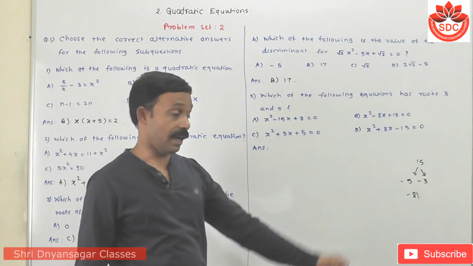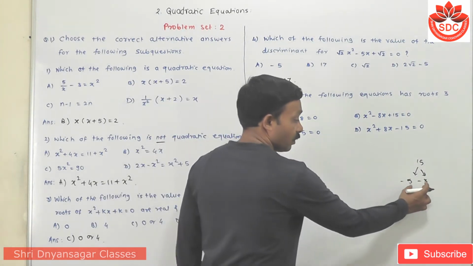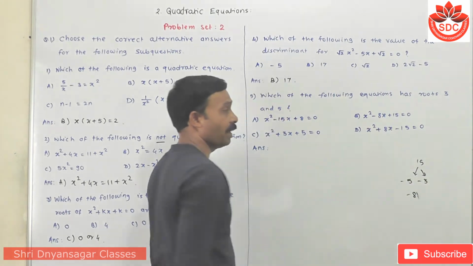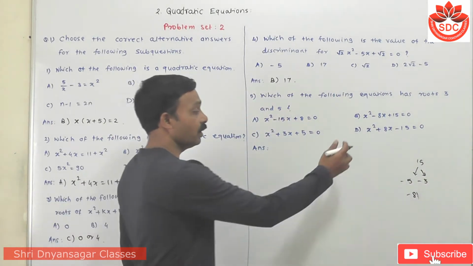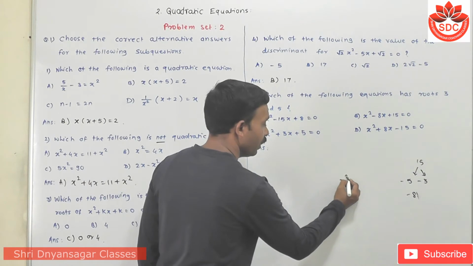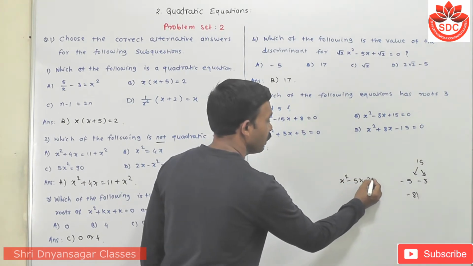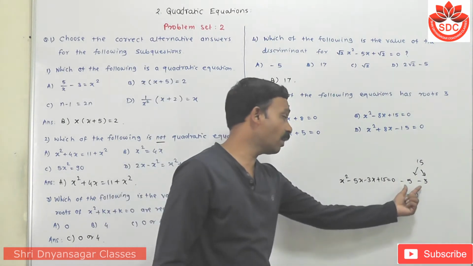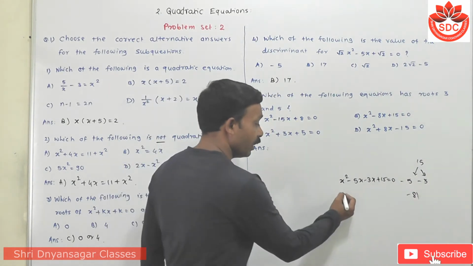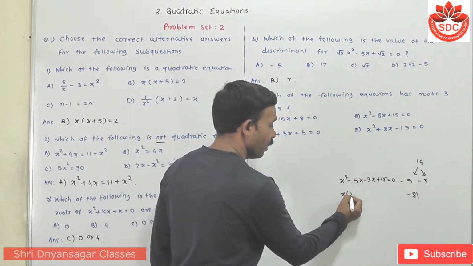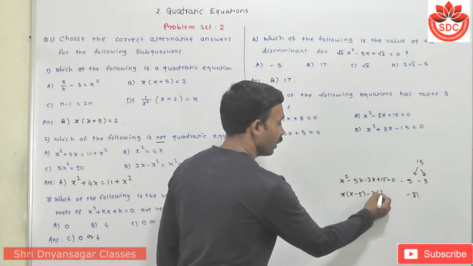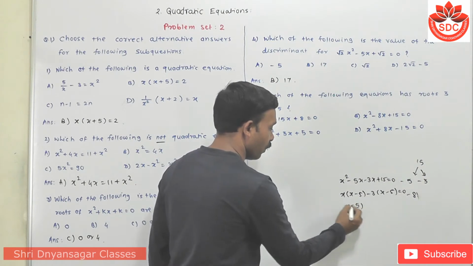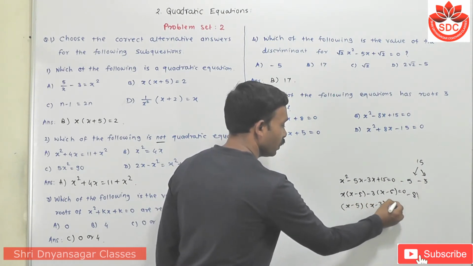Now all of you know that we have to substitute this value for the minus 8x. At that time we write x square minus 5x minus 3x plus 15 is equal to 0. That means we split the middle term. Then we take x common: x in bracket x minus 5 minus 3 in bracket x minus 5 is equal to 0. So x minus 5 and x minus 3 is equal to 0.